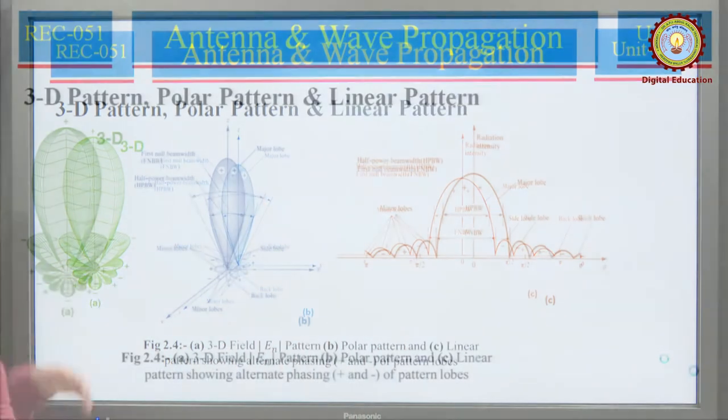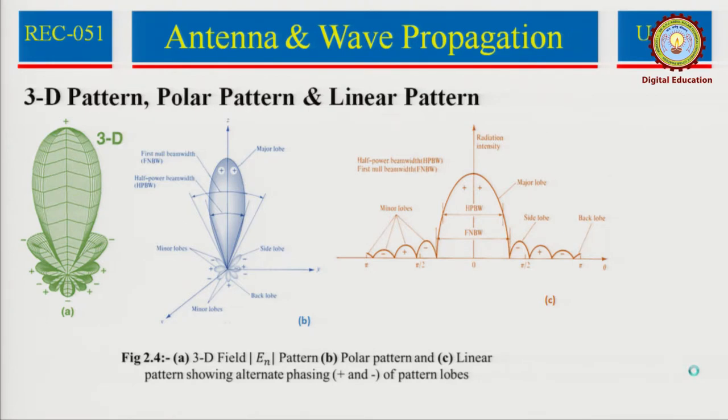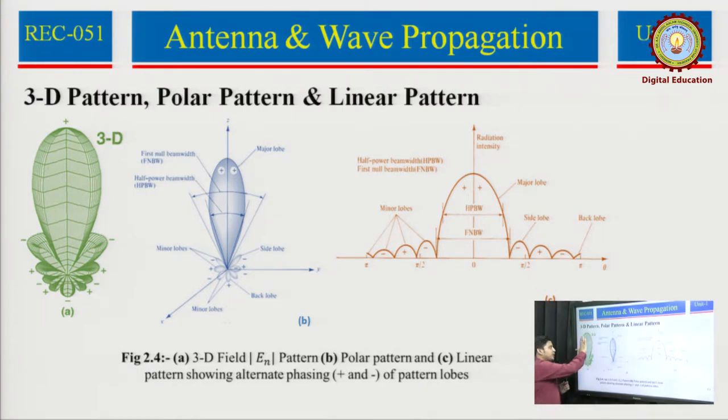Now, here is a more pictorial version of the 3D pattern, polar pattern and linear pattern. As we stated earlier, it is a 3-dimensional pattern. A portion cut from this is nothing but the polar plot or 2D plot. Suppose we take the front face, it looks like this. If we take the back face, it is just the opposite. So, there is no change here, only the side angle can be viewed from a different point of view. Again, this is the half power beamwidth mentioned here, and these are the minor lobes, side lobes and major lobe, with the same coordinates we discussed earlier, and this is the linear plot.